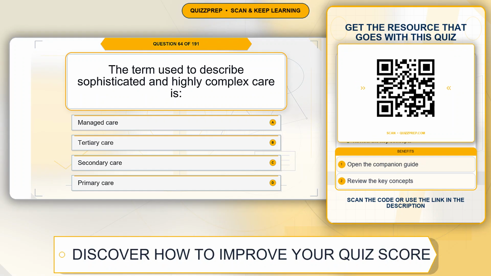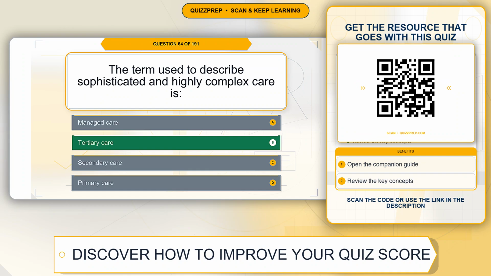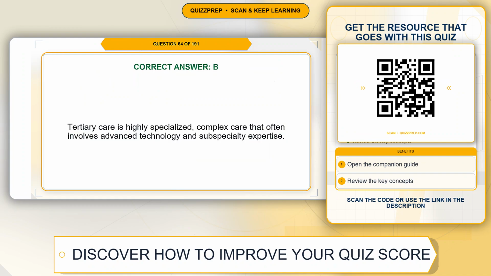Question 64. The term used to describe sophisticated and highly complex care is: Option A, managed care. Option B, tertiary care. Option C, secondary care. Option D, primary care. The correct answer is option B, tertiary care. Explanation. Tertiary care is highly specialized, complex care that often involves advanced technology and subspecialty expertise.